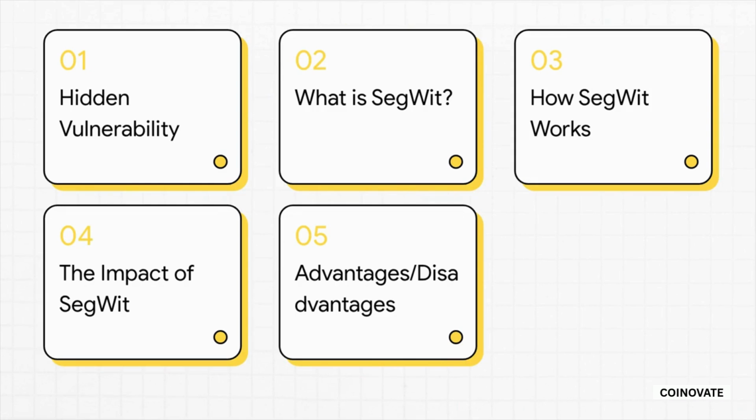All right, so here's the game plan. First up, we're going to uncover that hidden vulnerability I mentioned. Then, we'll get into what segregated witness actually is and how it pulls off its magic. After that, we'll look at the real-world impact it had, and we'll wrap things up by looking at the pros and cons that really split the community in two.